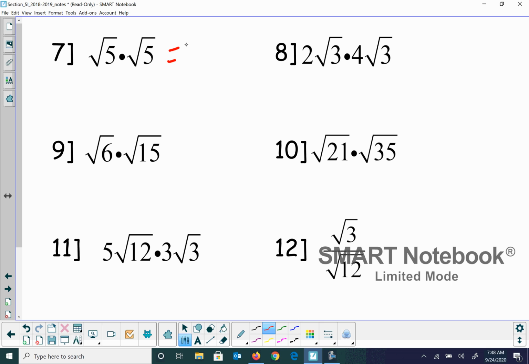So that's going to be root 25, which is 5. This is going to give you 8 root 9. Root 9 is 3, so I get 24 for an answer. And when you start seeing these, sometimes it's easier to start breaking them up.